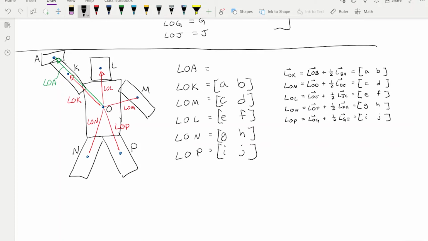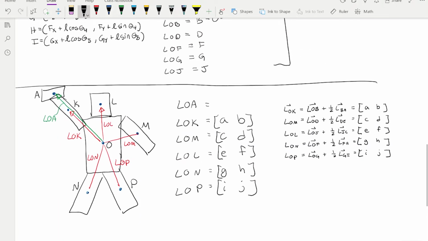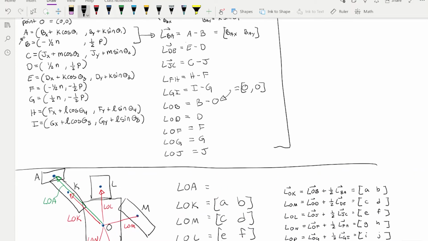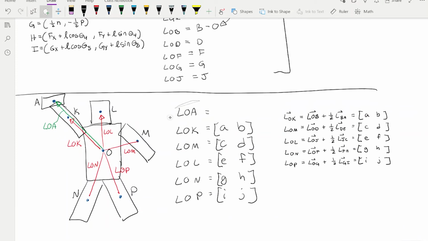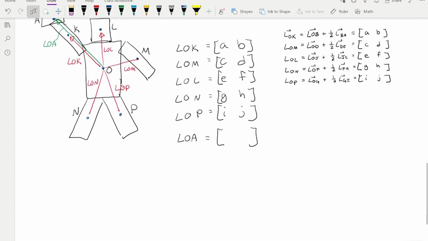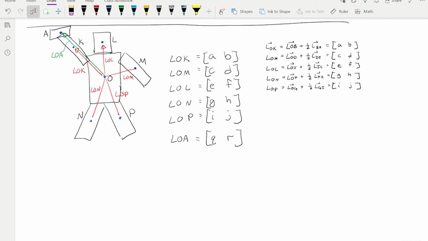And LOA is just going to be point A that we found up here, right? That's point A. But let's move that down to the bottom of the list. And then what other free variable do we have? We used a bunch. We're up to like QR now. All right, so now what do we need? We need the weights. We need masses of each component.